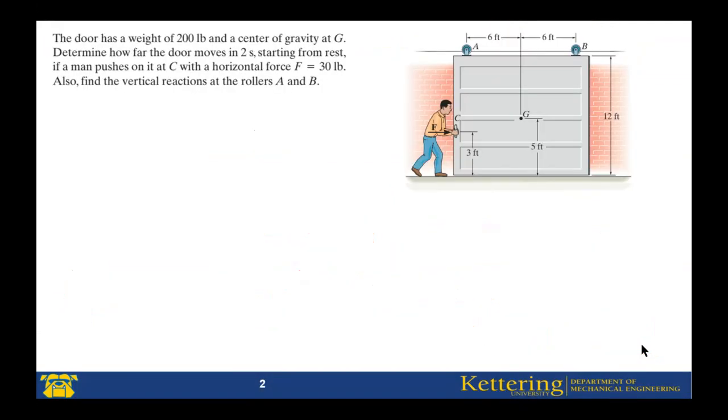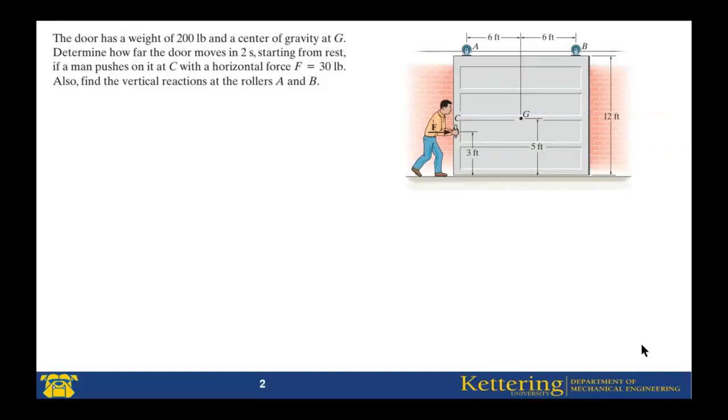Now, I will solve more examples for you. The door, please pay attention. From the examples I will solve today, the quiz will have similar questions and a similar procedure. If you just follow along, you can answer the quiz easily and get a good grade. The door has a weight of 200 pounds. This is the weight of the door, not the mass of the door.